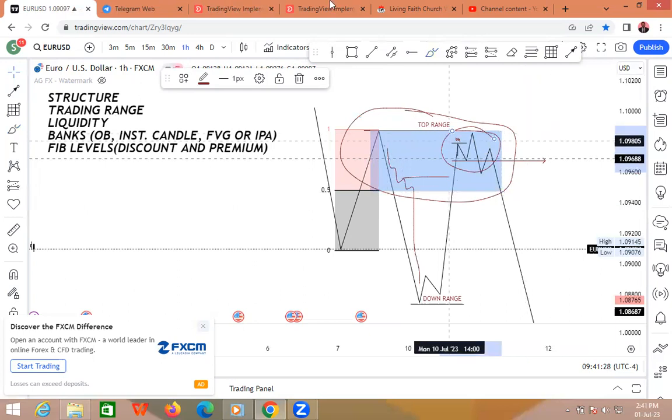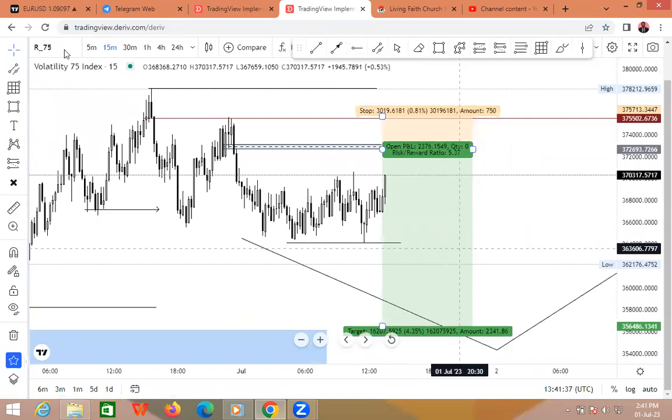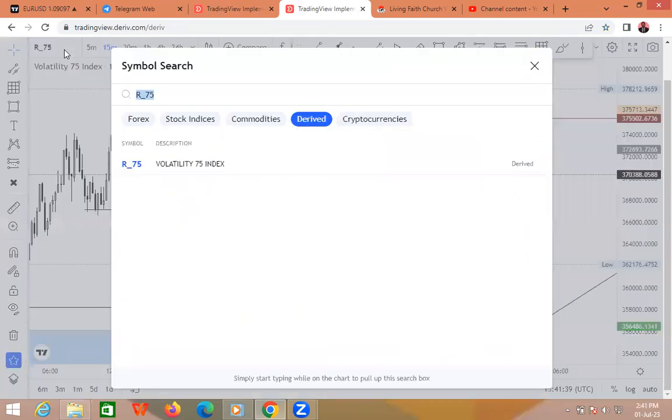Let me show you something on VIX 50. All right, 75 is still coming. I think limit is there already. Let me show you something on Jump 50. Yeah, Jump 50. Let me show you.